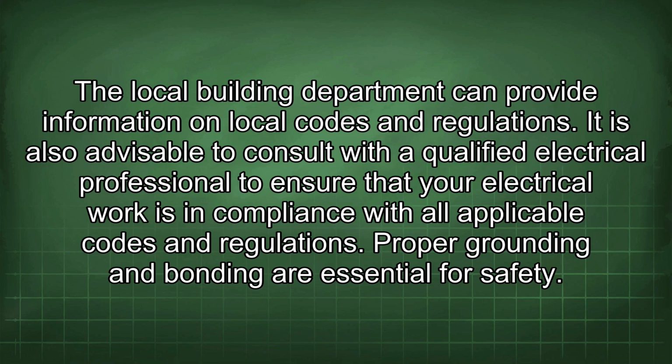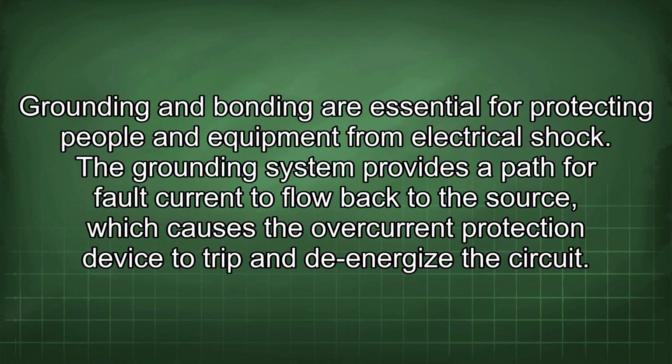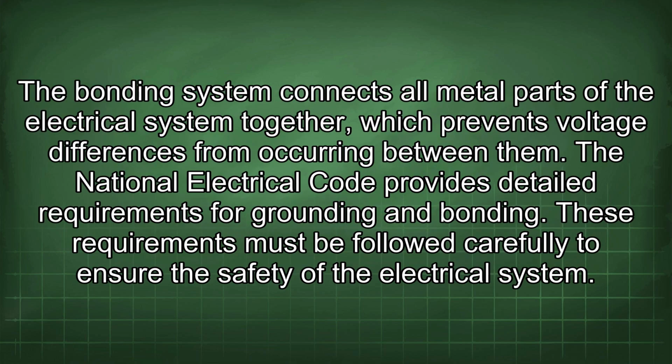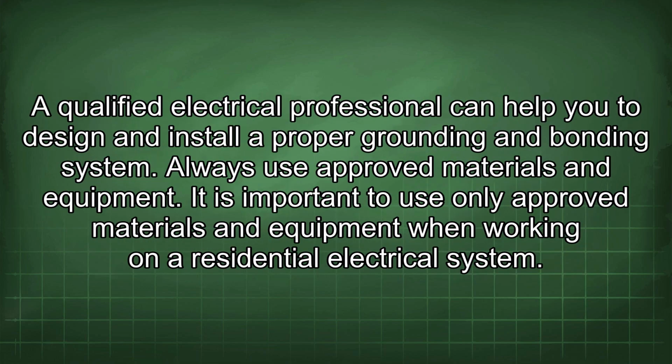Proper grounding and bonding are essential for safety. Grounding and bonding are essential for protecting people and equipment from electrical shock. The grounding system provides a path for fault current to flow back to the source, which causes the overcurrent protection device to trip and de-energize the circuit. The bonding system connects all metal parts of the electrical system together, which prevents voltage differences from occurring between them. The National Electrical Code provides detailed requirements for grounding and bonding. These requirements must be followed carefully to ensure the safety of the electrical system. A qualified electrical professional can help you to design and install a proper grounding and bonding system.